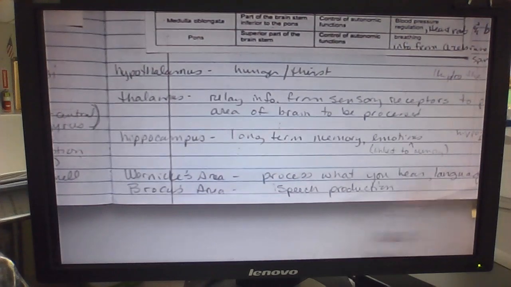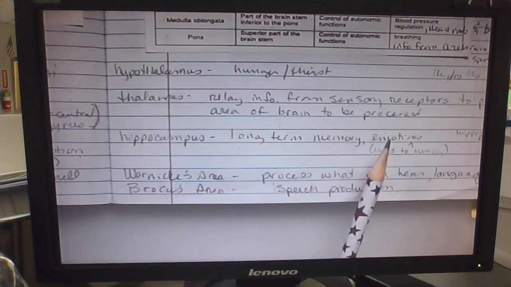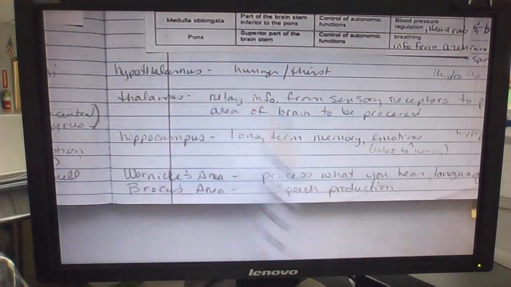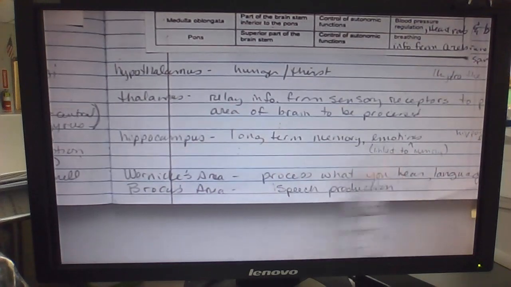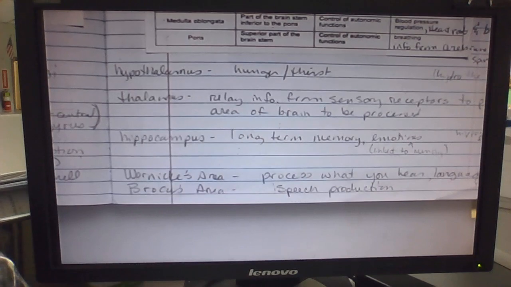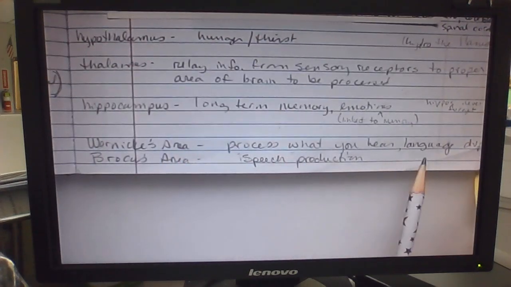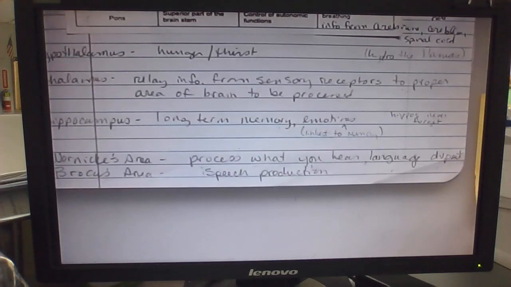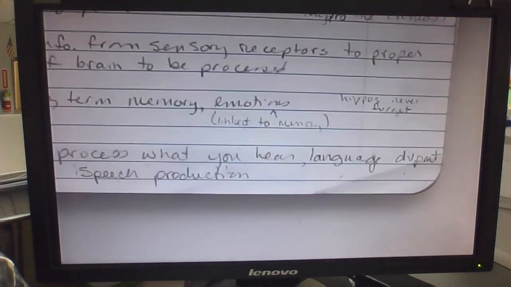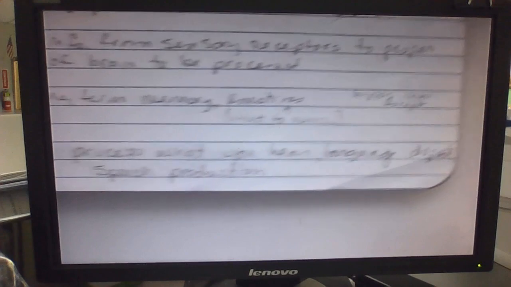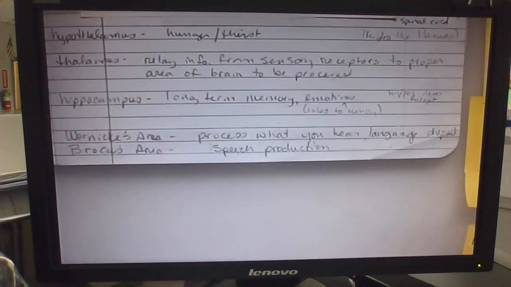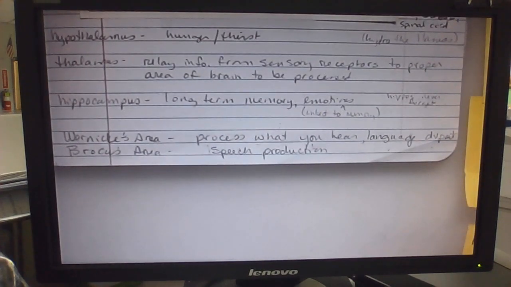Hippocampus, long-term memory and emotions. And so hippocampus up here was where emotions were at. And a lot of times our long-term memory is associated with emotions. Wernicke's area, process what you hear, language development. And then Broca's area, speech production.